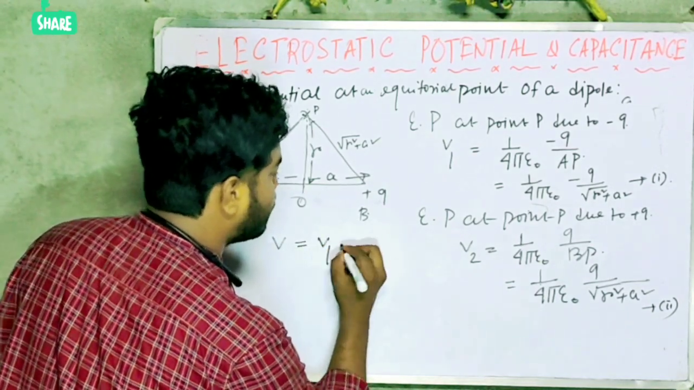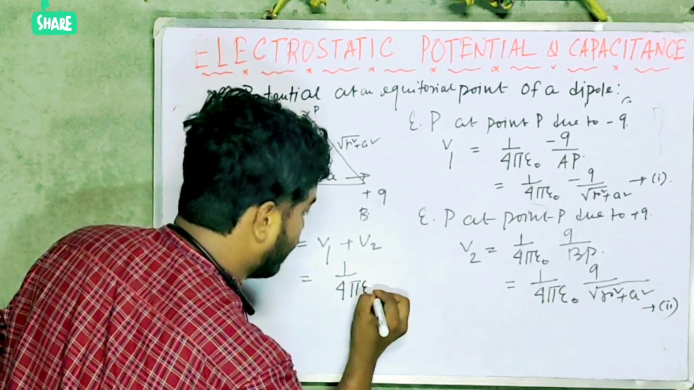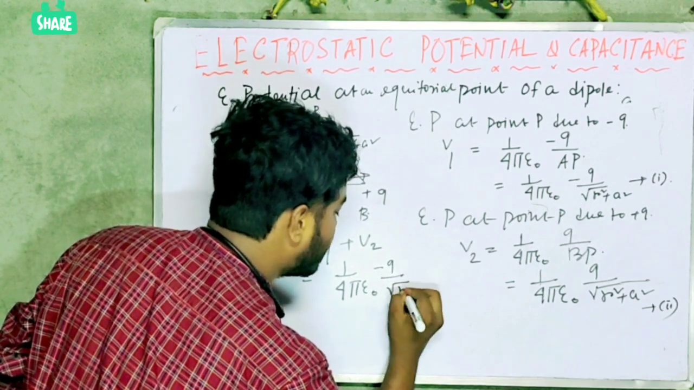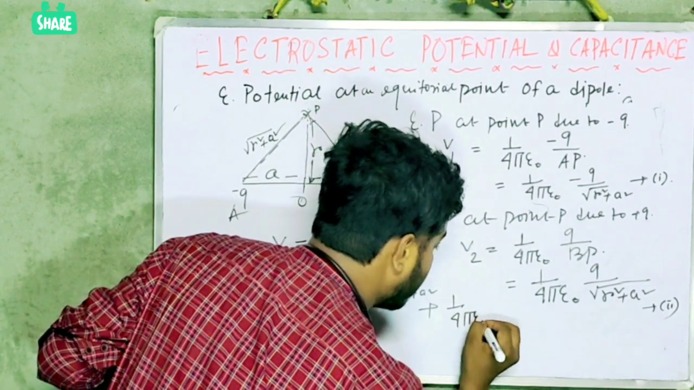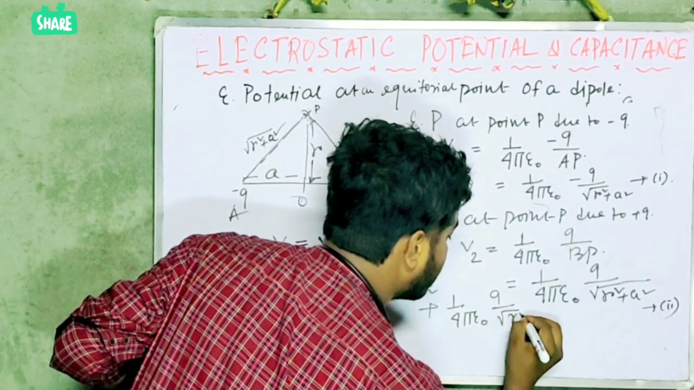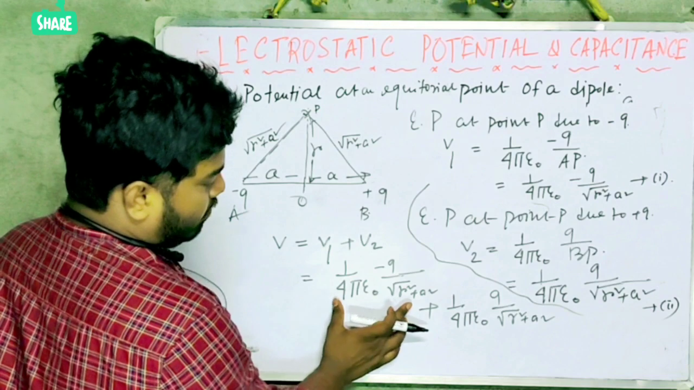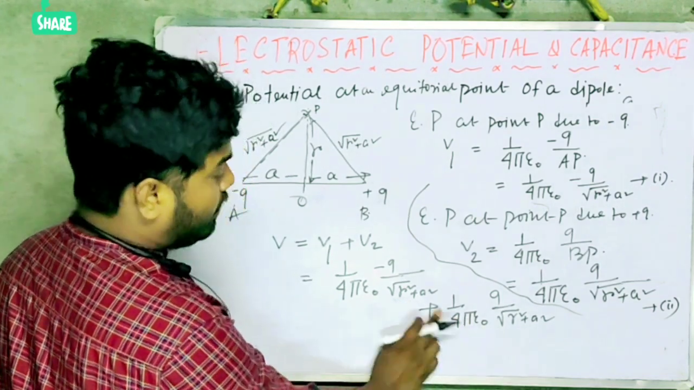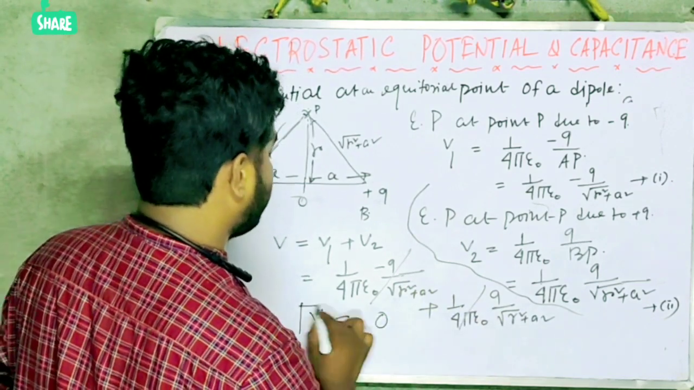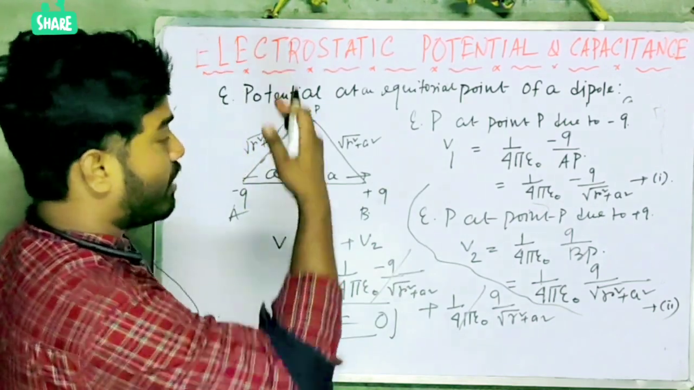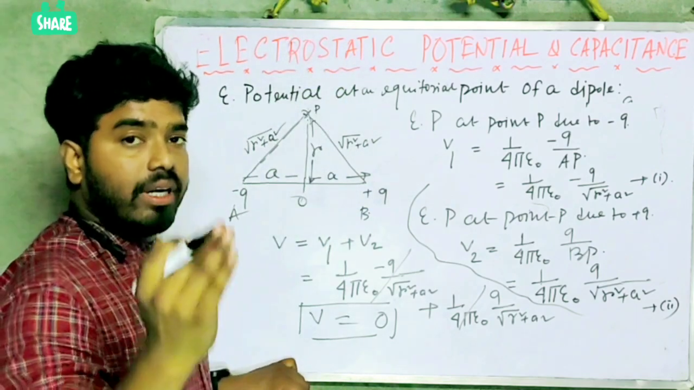Now we have to calculate the net electric potential, and the formula is V1 plus V2. Just putting the value: 1 by 4 pi epsilon naught minus Q by root under R square plus A square plus 1 by 4 pi epsilon naught plus Q by root under R square plus A square. Clear? So just check it. Magnitude value is the same, but this one is positive and this one is negative. So this will be cancelled out and the net electric potential will be 0. So this is our second case, electric potential at an equatorial point, and the expression is 0.